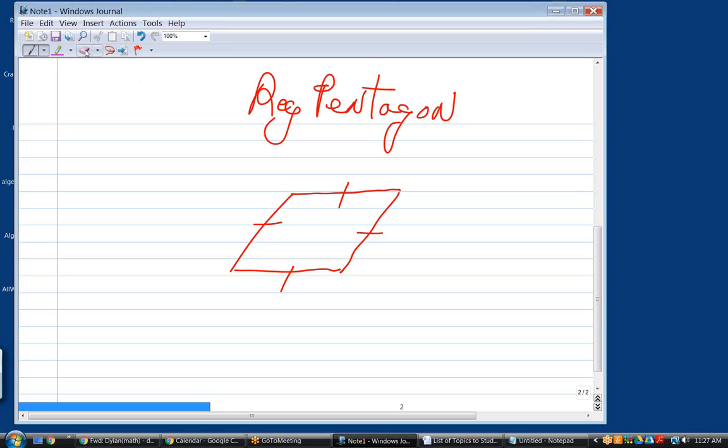Okay. So, this is a rhombus. This is also a parallelogram, but it is not a regular pentagon. I mean, it's not a regular polygon even. And it's really hard for me to draw a regular pentagon.